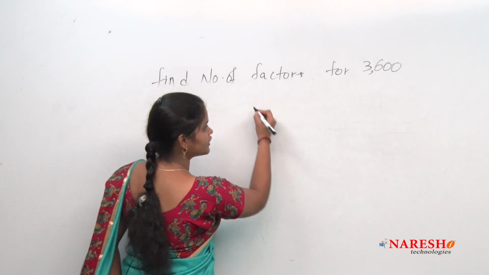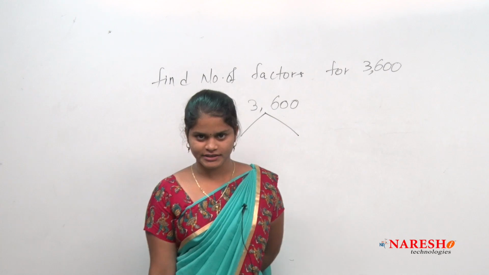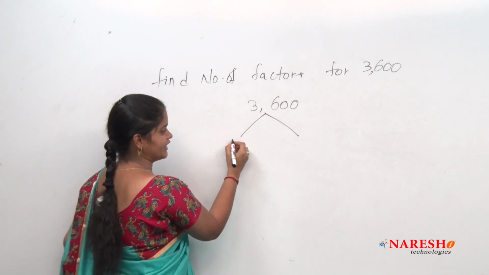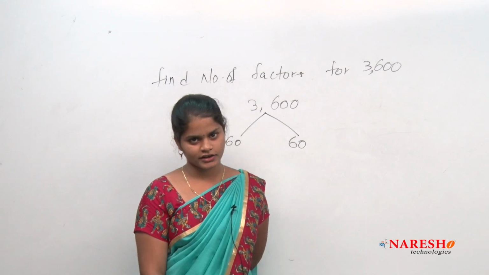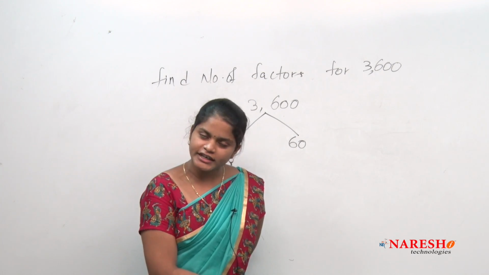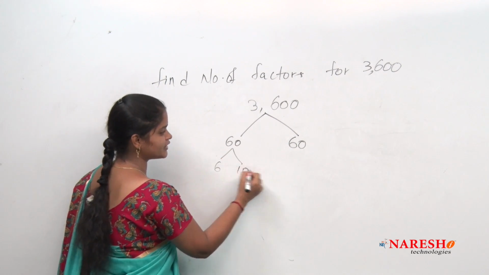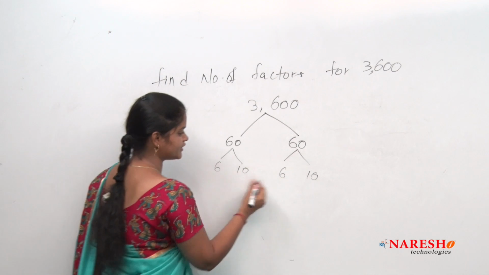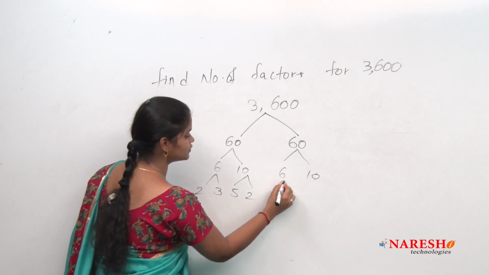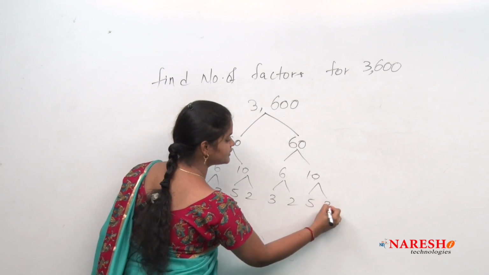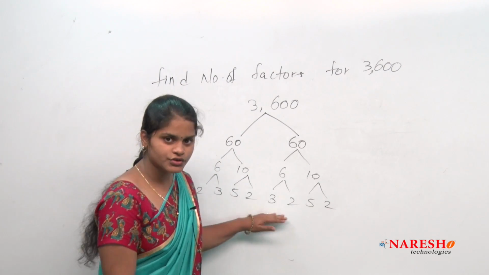Whatever the given number is, first of all I will divide it in the form of prime numbers. So 3600. Can I write it as 60 into 60? You can even write it as 36 into 100 also. Whatever you write, finally you will get the same result. So 60 into 60, 60 can be written as 6 into 10, and this also as 6 into 10. So 6 is 2 and 3, 10 is 5 and 2, 2 and 3, 5 and 2. Can I divide any more? No, because these are prime numbers, you should stop up to here.